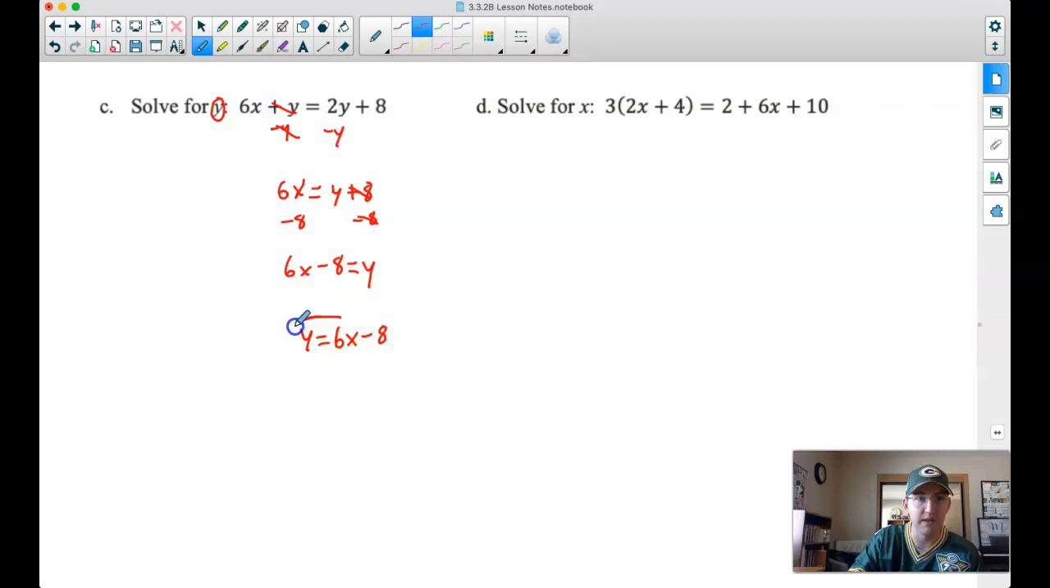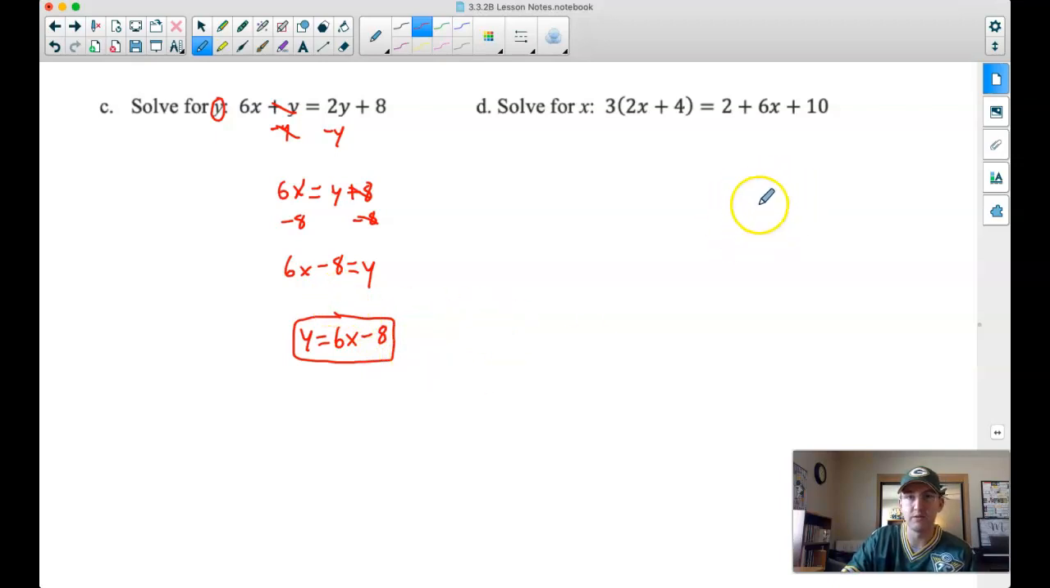But now this looks like a line, like our slope-intercept form, where we'd have a line with a slope of 6. Our intercept is negative 8. And again, we kind of took that line, which would be in standard form here. If we combine, then we would be able to get that equation here like we have. So y equals 6x minus 8 is how we would solve for y for part C.